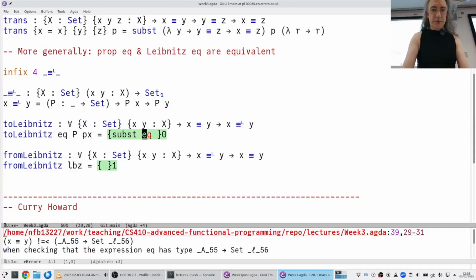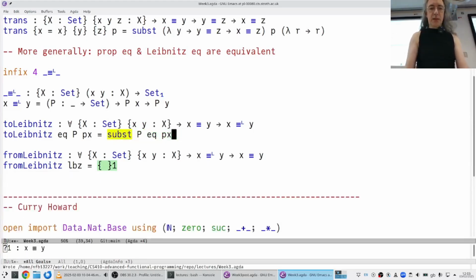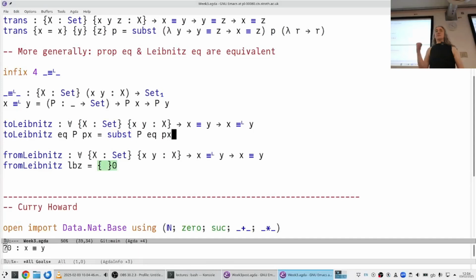Taking the predicate, Evans. Right, so subst is exactly saying that. Oops, px. Okay, so there we are. Basically, Leibniz equality says the equality that does what subst does, right? So it shouldn't be a surprise that subst does that thing.